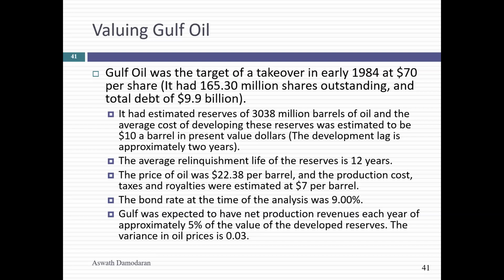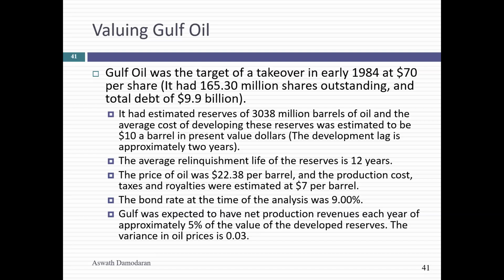The price of oil at that time was $22.38 per barrel. And the variable cost of extracting the oil was $7. So every barrel of oil they get out of the ground, they make $15.38. So you can think of what that present value would be over time of developing the reserves.